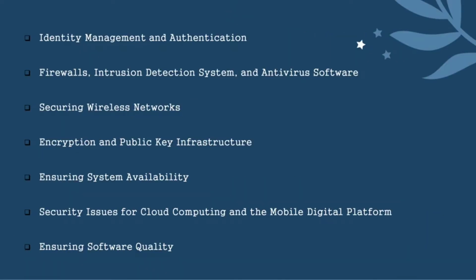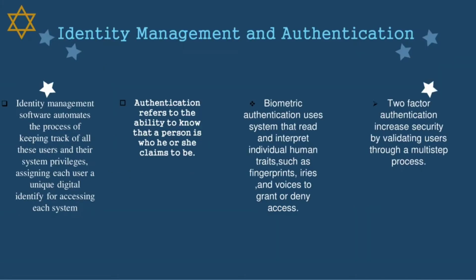In this topic, we have small subtopics. The first one is identity management and authentication. Number 2, firewalls, intrusion detection system and antivirus software. Number 3, securing wireless networks. 4, encryption and public key infrastructure. 5, ensuring system availability. 6, security issues for cloud computing and the mobile digital platform. And then lastly, ensuring software quality. I will explain the first, which is identity management and authentication.